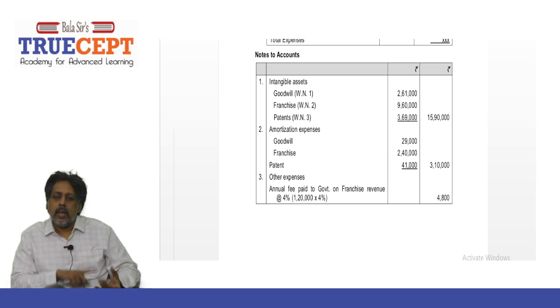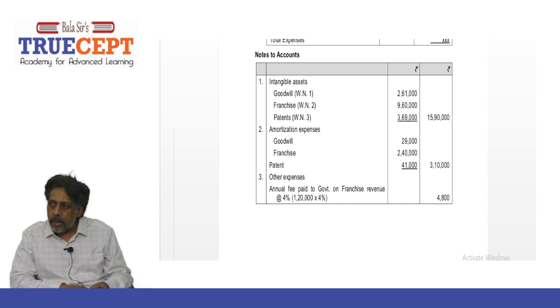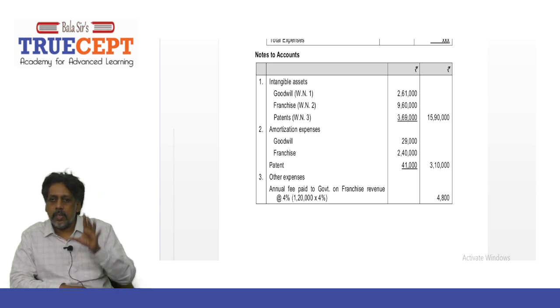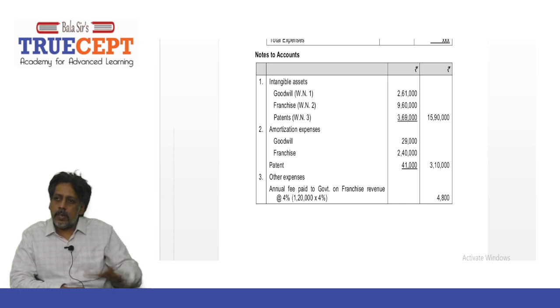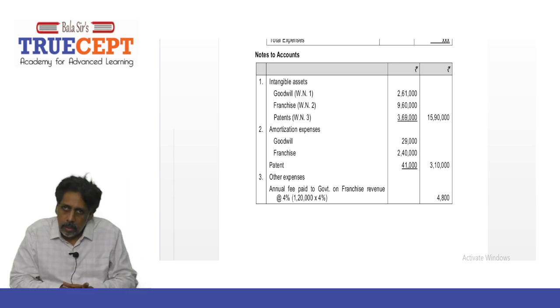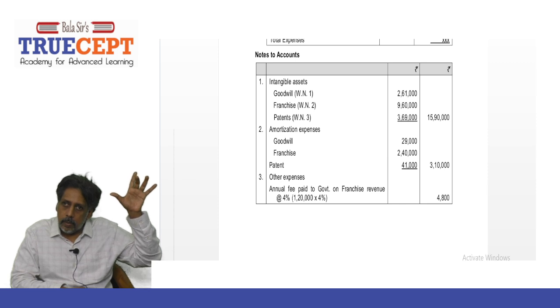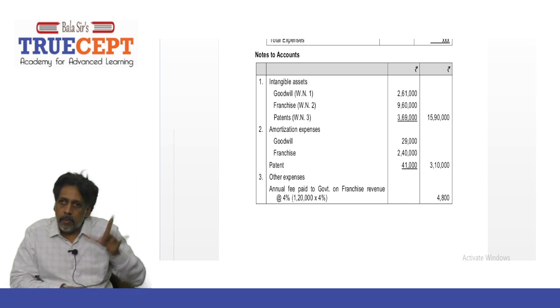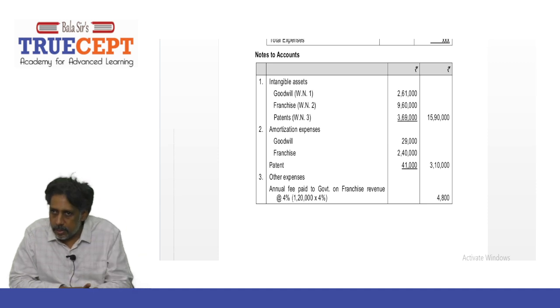And then what is the next item? Other expense, nothing but the royalty you have to pay. That is 4% on 1,20,000, that is 4,800. Is that fine? Yes. So what do I do with the projected revenue? That is irrelevant, because you have been asked to make the balance sheet and P&L only for the year 14-15. That is the balance sheet as on 31/3/15 and P&L for the year ended 31/3/15. Is that fine? Yes, sir.